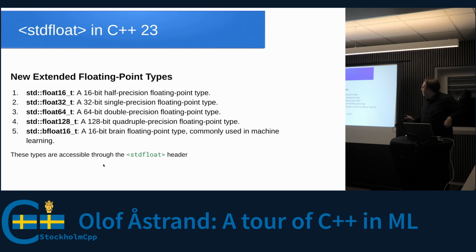Okay, so we talk about the new extended floating point types that are now part of C++23. And it's a pretty big deal because there have not been any new types in C++ in 40 years, so it's mainly this one. The bfloat16 is typically used in machine learning. The other types already existed.